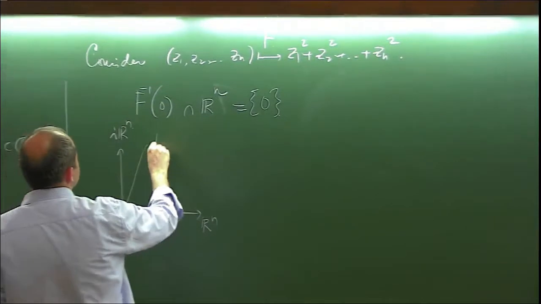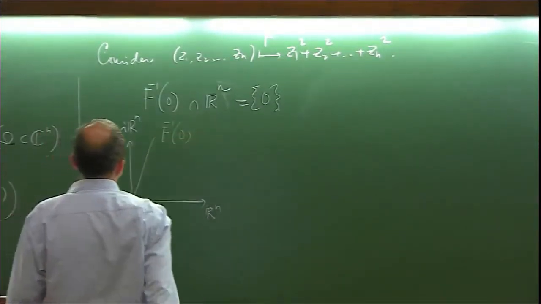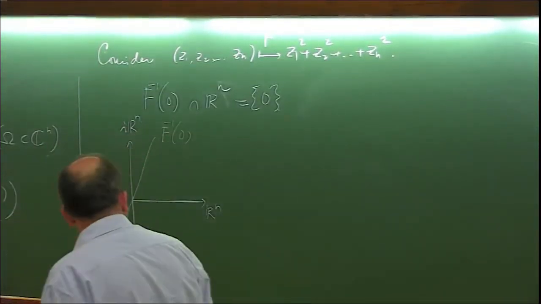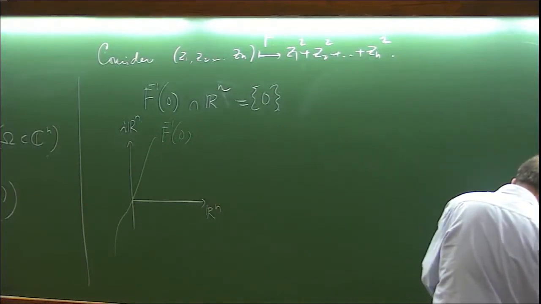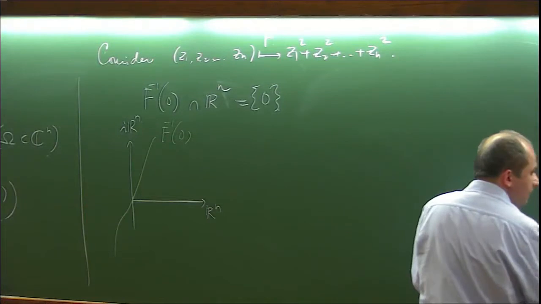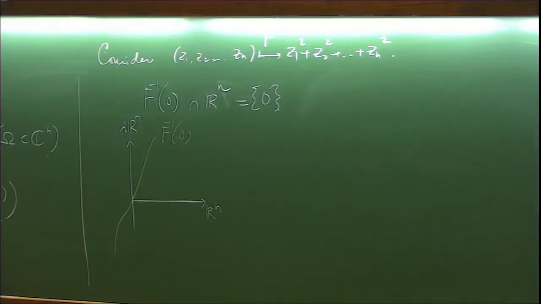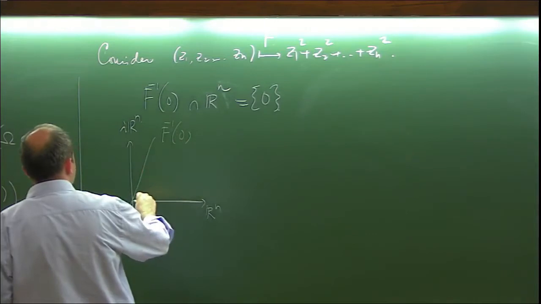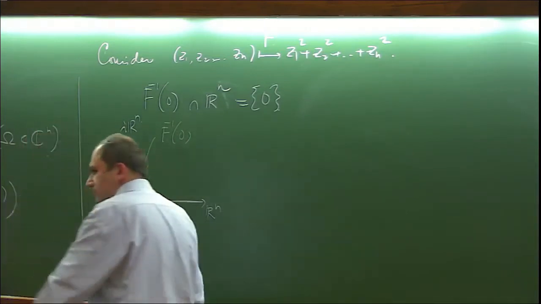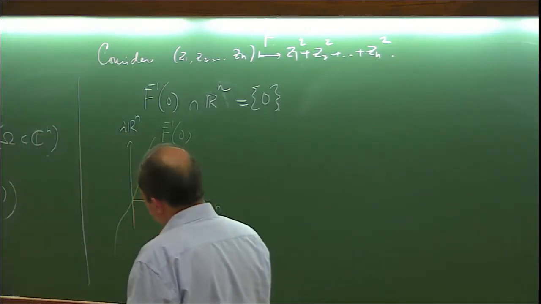Maybe here is the zero set of F, which intersects Rn only at 0. And let me get a different color. And maybe A is sort of all over the place here. Okay. So what can happen?